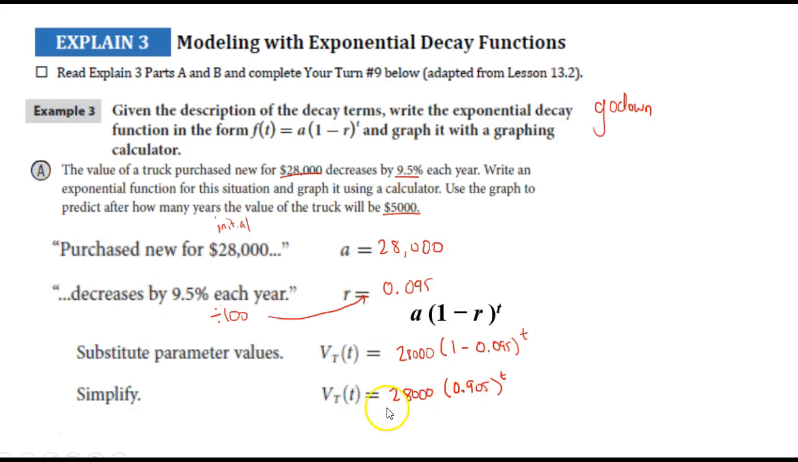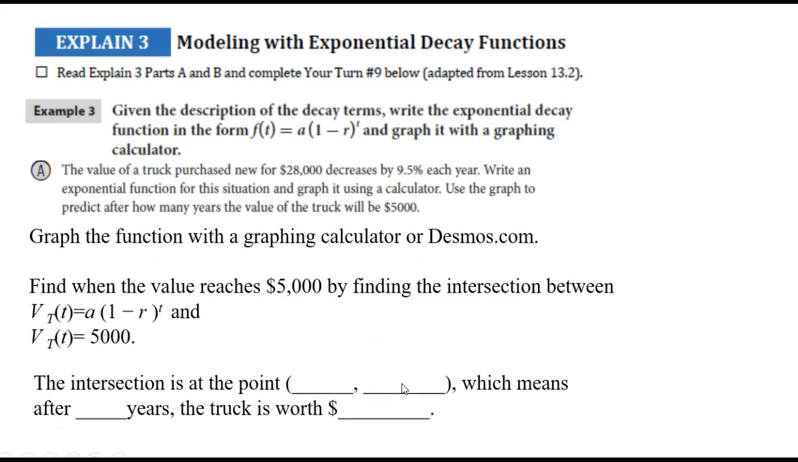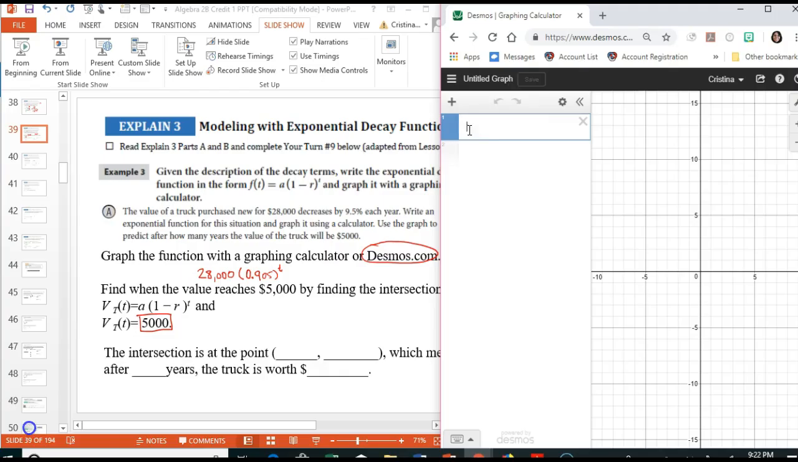So I'm going to copy this down: 28,000 times 0.905 to the t power. And we're going to use Desmos to graph that out and figure out at what point the truck will be worth $5,000. I opened up Desmos.com on a separate screen, so I'm going to type in our original equation.